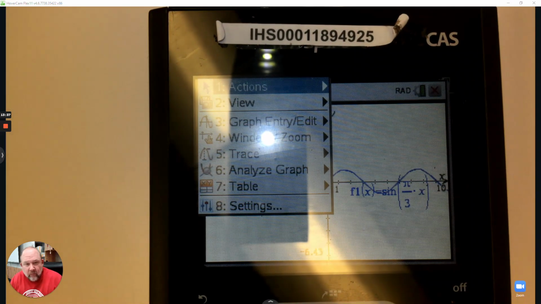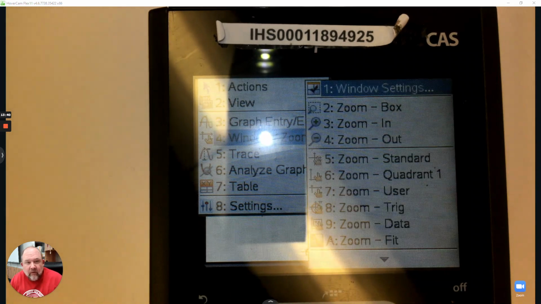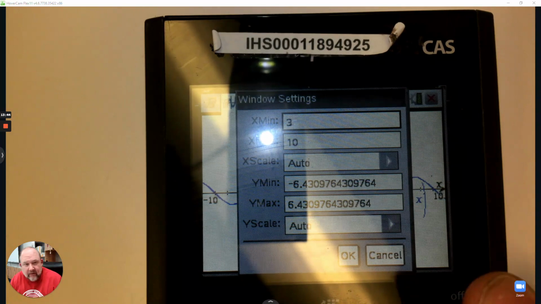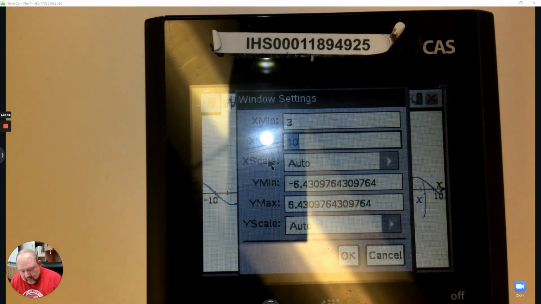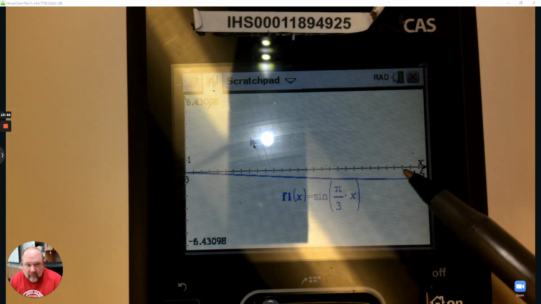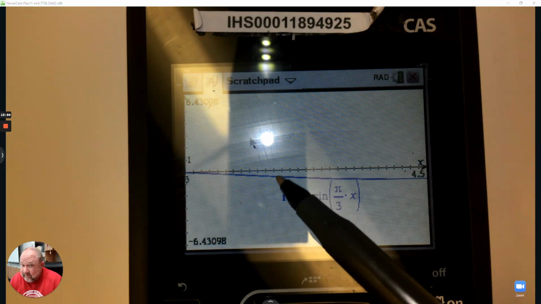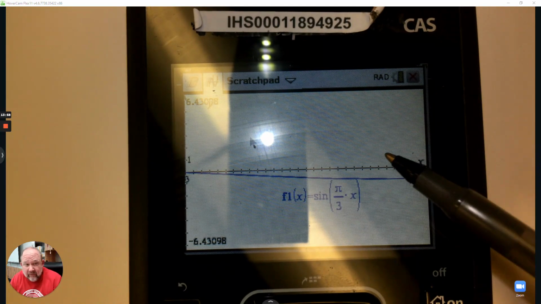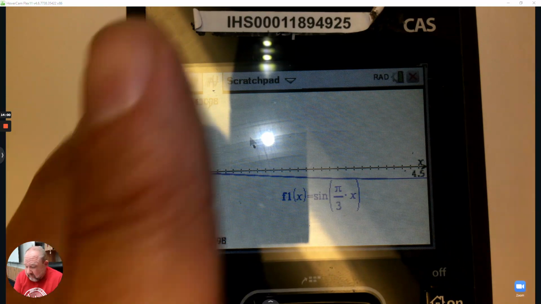I'm going to go to the window, and I'm going to change it, press 1, and I'm going to go from 3 to 4.5. And I want to see what the graph looks like. So I can see on this graph that from 3 to 4.5, the velocity is negative, and it's going down. So when the velocity is negative and the acceleration is going down, let's explain what that means.